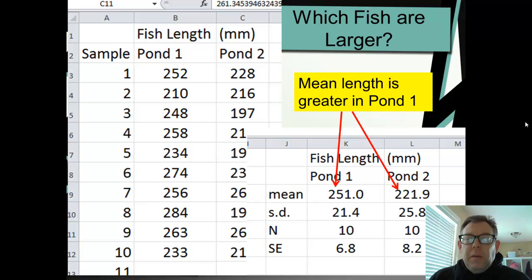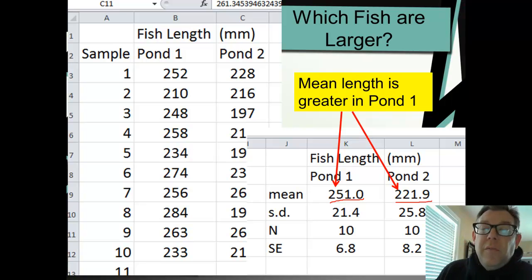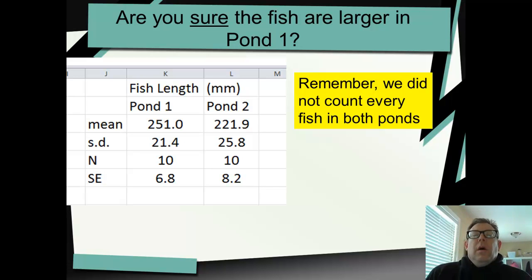Well, here are the results from that sample. And you see that the mean length in pond 1 is greater than the mean length in pond 2. And you also see we've got a couple measurements of spread, standard deviation and standard error, and you see the sample size is 10 from each. So from these data, we see that the average fish length is larger in pond 1. All right. But can we reject the null? So although the mean was larger in pond 1, are you sure that the fish are actually larger in pond 1? Remember, we didn't count every fish in both ponds.